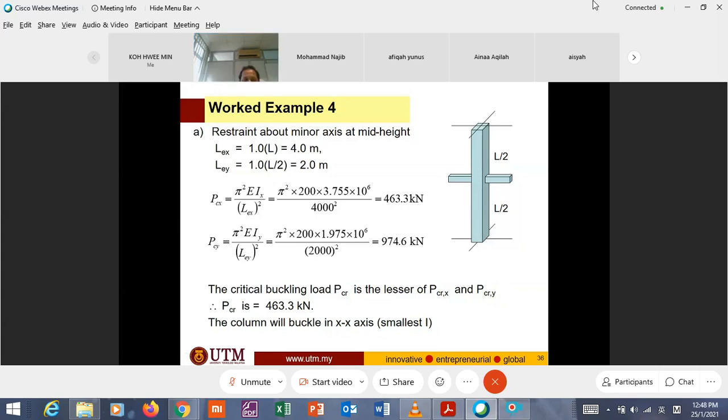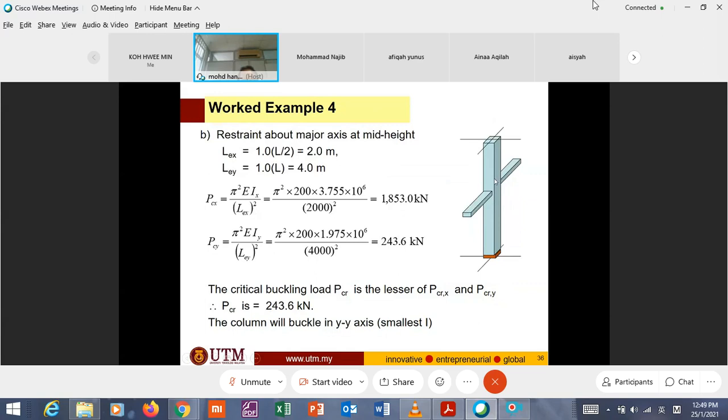Okay. What is meant by minor and major? Minor and major depend on the value of I, not on buckling. So Ix is always major, Iy is always minor, but buckling is not necessarily about major. It depends on restraining condition and position.